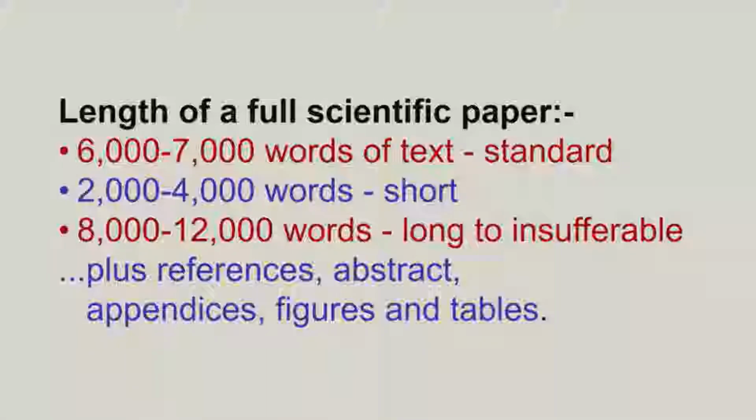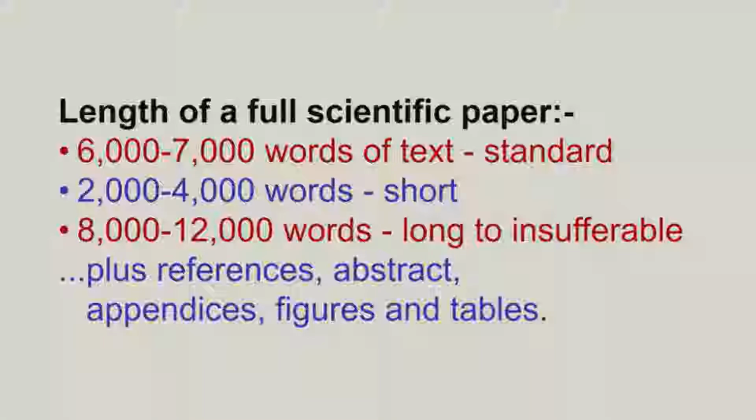So, in fact, that brings us on to a short discussion of the length of a full scientific paper. Perhaps the standard length is about 6,000 or 7,000 words, and some journals propose limits. For example, the journal Disaster Prevention and Management will not publish anything over 7,000 words long, and that includes the references, tables, figure captions, abstract, and all the rest. Other journals are perhaps a little more lenient about length.